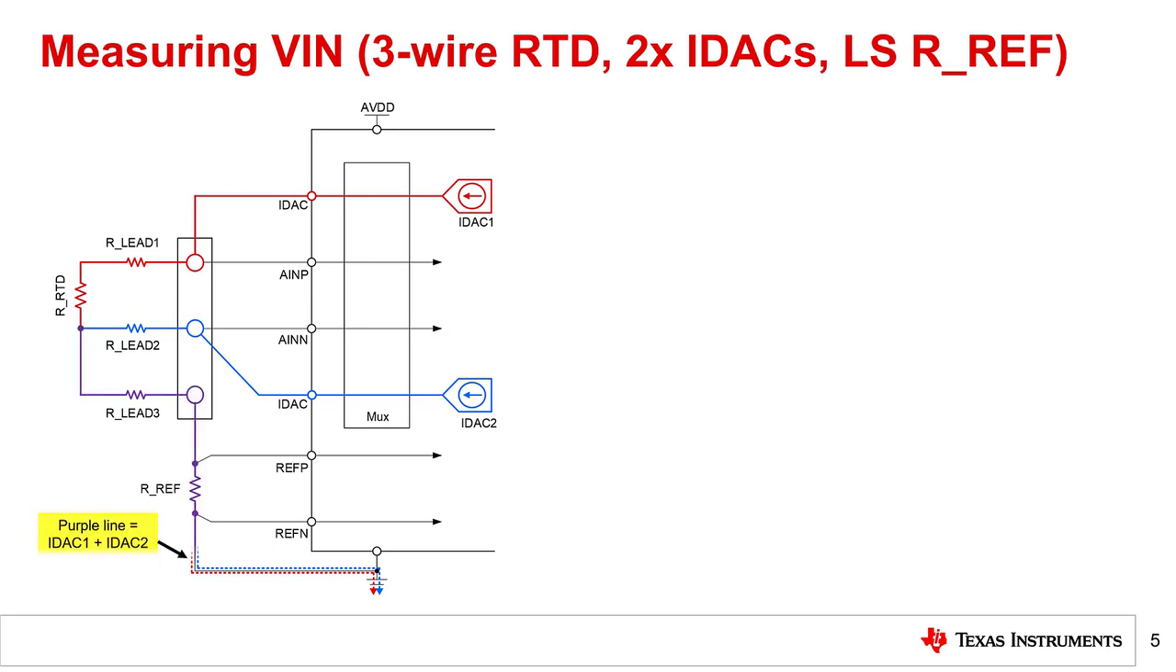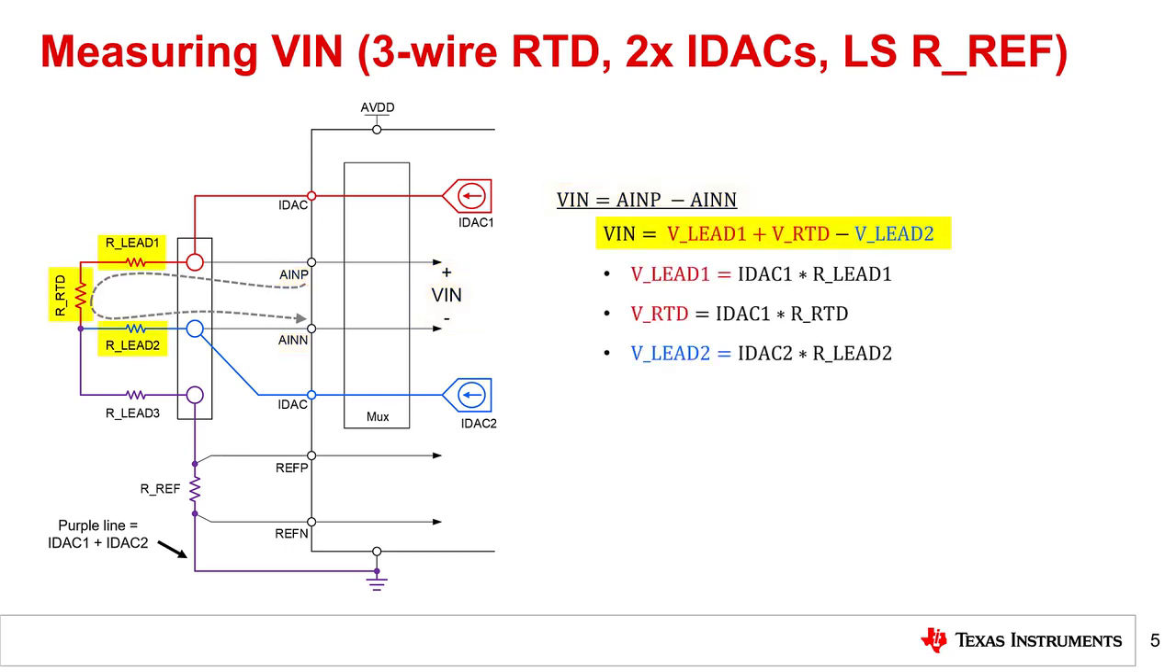For the sake of simplicity, the portion of the circuit where the combined currents of the IDACs flow is represented by the purple line. Next, let's calculate the measured voltage, Vin, which is the difference between A and P and A and N. We can again use Kirchhoff's voltage law to calculate that Vin is V lead 1 plus VRTD minus V lead 2.